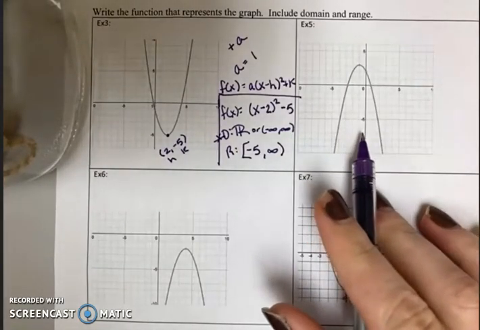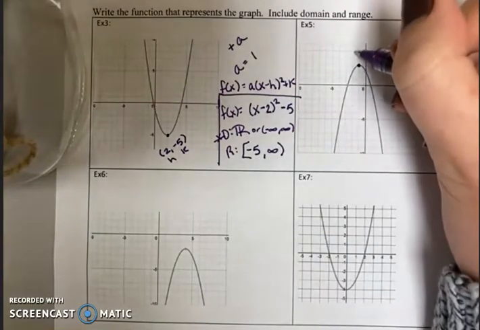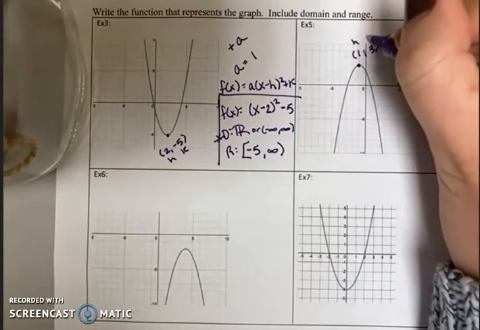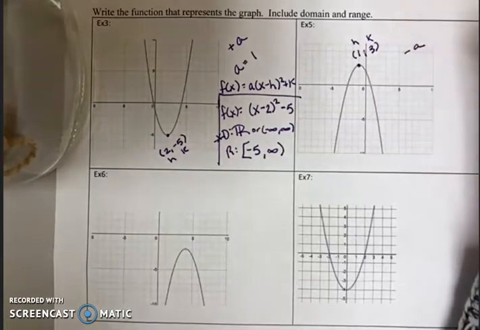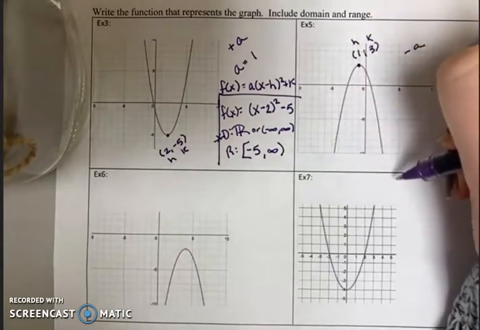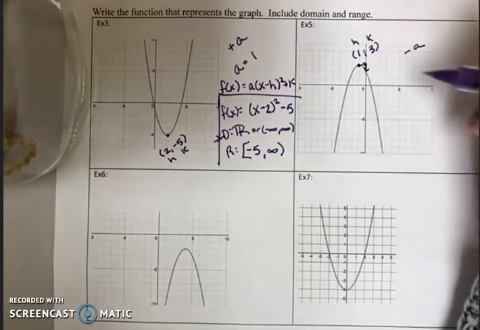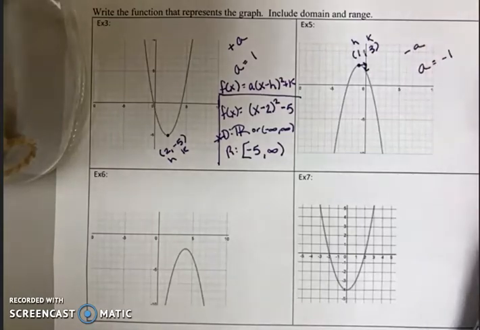We'll do this one together. Taking a look here, I see I have a vertex at 1, 3. So I have my h and k value. Now this time I'm going to have a negative a value. I know that because it's opening down. Looking at the pattern, I see I move right 1 and down 1. So a is going to be a -1 in this case.